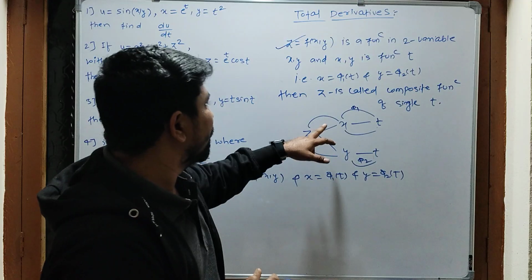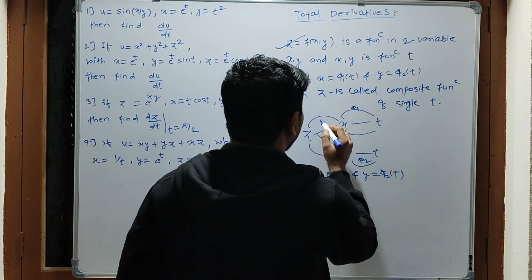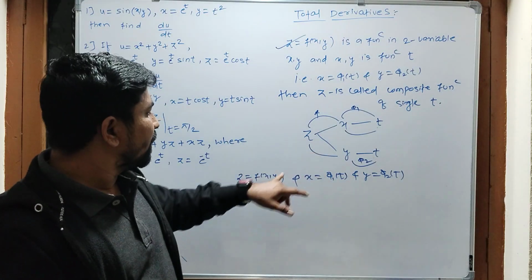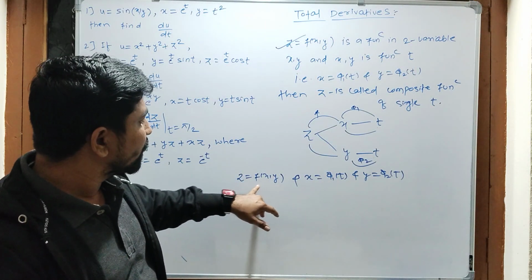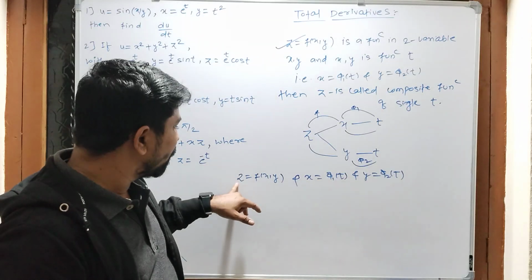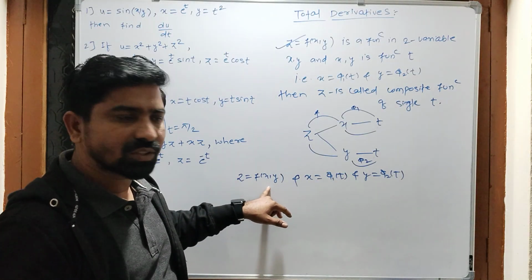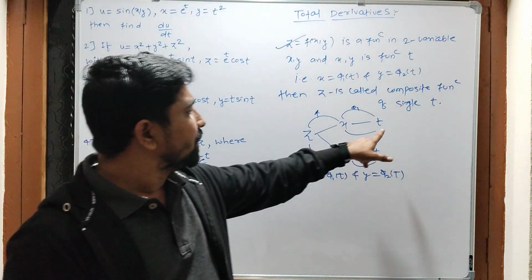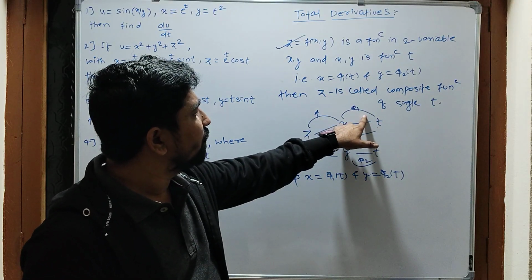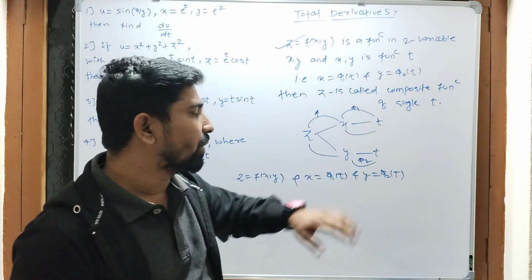Let's say this is my f. So corresponding to this f, z equal to f of x, y. So z is output and x, y is input. This output depends on these two independent variables x, y, but this output corresponding to this function depends on this single independent variable.